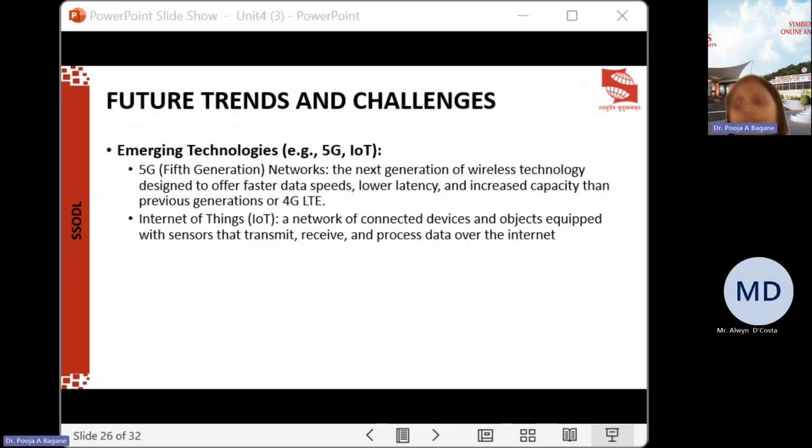Now we are going to discuss the future trends and challenges in telecommunication and networks. So first is emerging technology. There are different emerging technologies like 5G and IoT. So what is 5G? The 5G network, which we also discussed yesterday, has higher speed, faster data rates, lower latency, and increased capacity than the previous generation, that is 4G LTE.